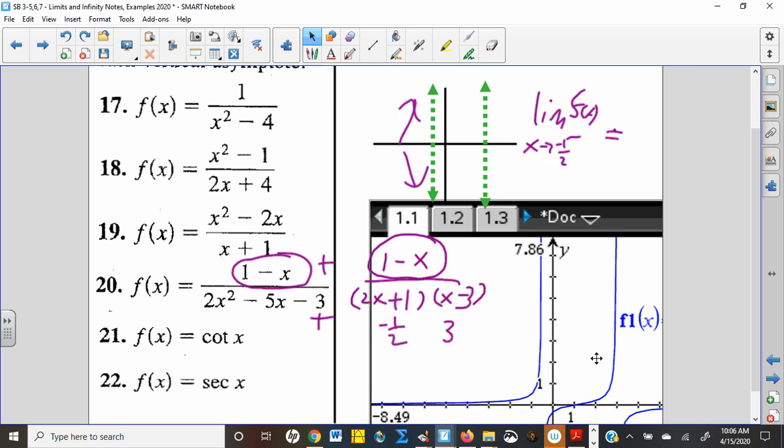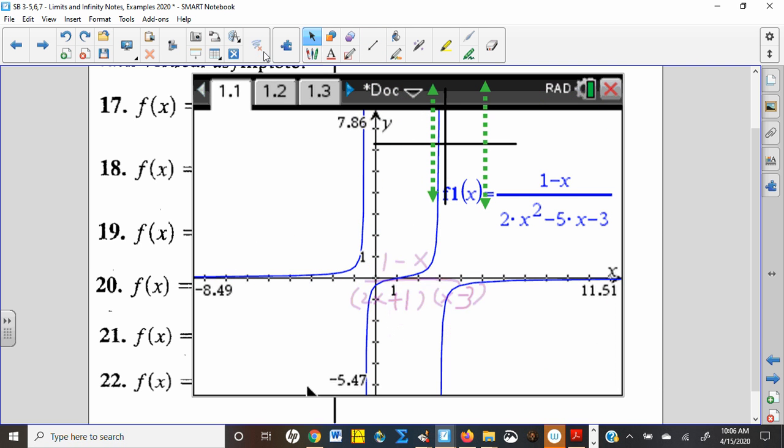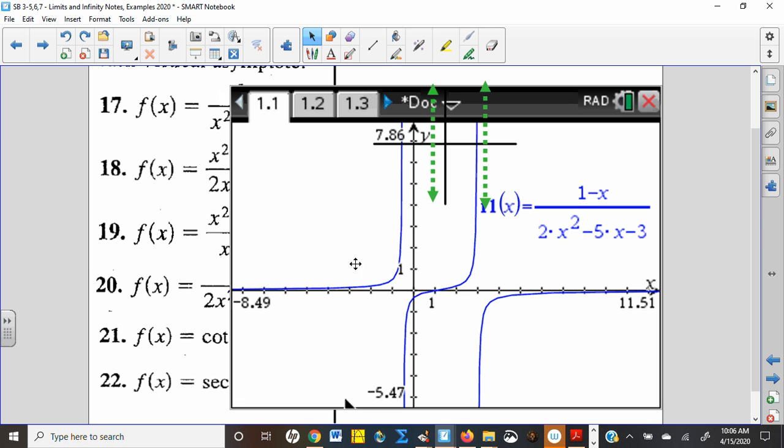And I do have a graph here, so let's take a look at it. Ready? As we come into negative 1/2 from the left, just like we just talked about, it is going up. As I come in from the right, it's going down. So I would write that statement as negative infinity. As I come into positive 3 from the left, positive infinity. As I come into positive 3 from the right, negative infinity. So that's how you track those end behaviors using those functions.